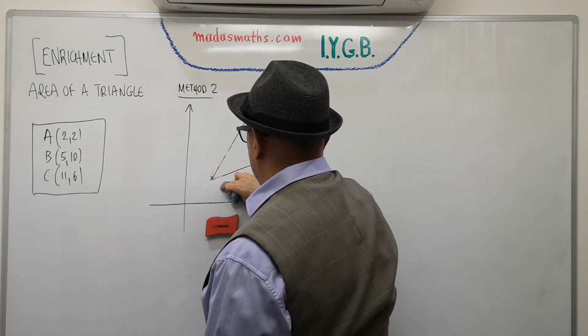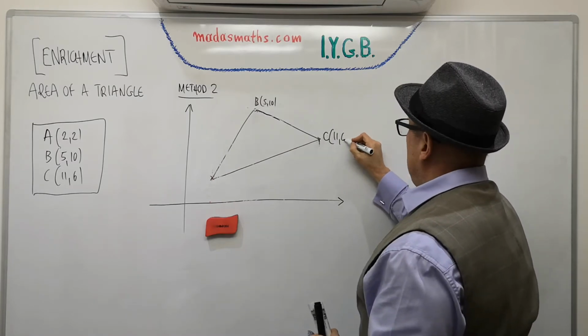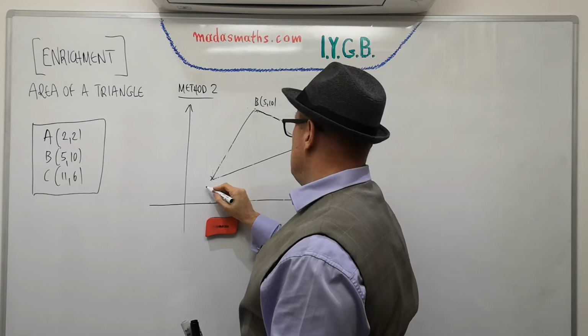Okay, so let's have a look. Point C had coordinates 11, 6. I have it up there, and this was a 2, 2.